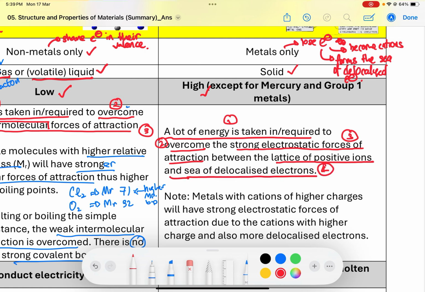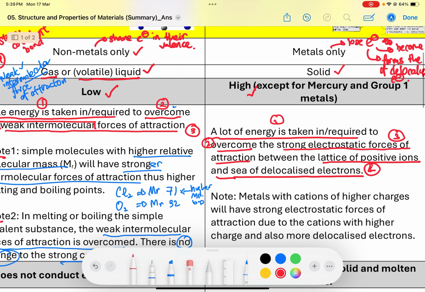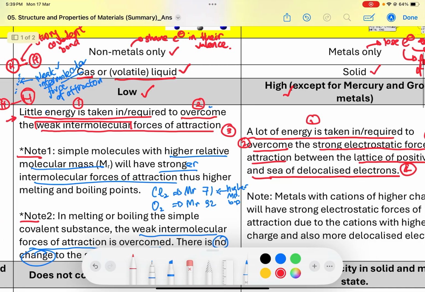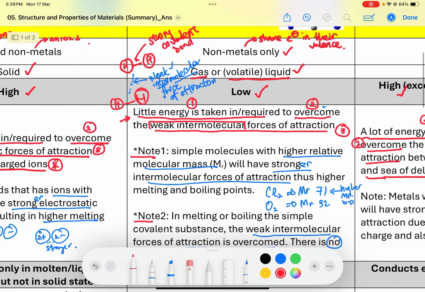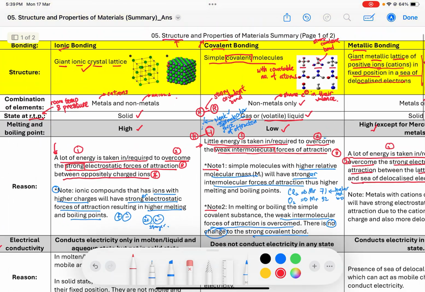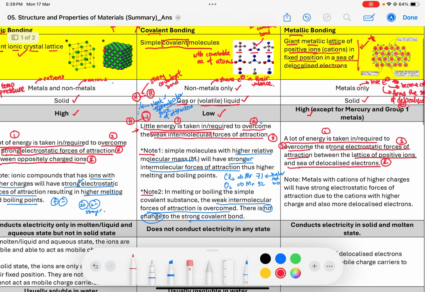Okay, so you can see here the description. Between the three of them, it's always about energy. It's always about overcoming. Then the last part is always overcoming what type of force of attraction. So if you're able to identify it correctly and write the correct terms, you're safe, you're good to go.